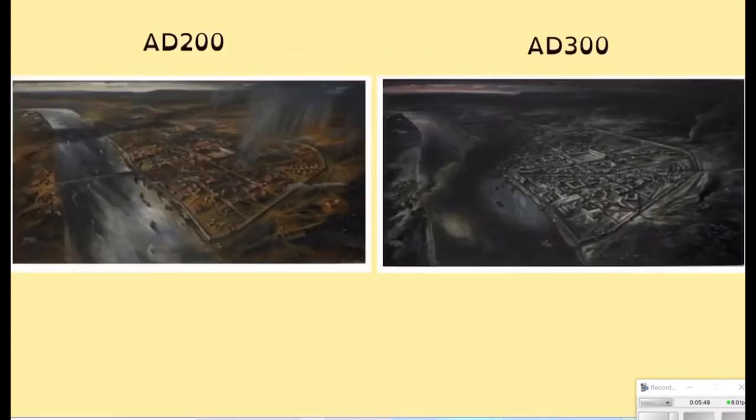So if you have a look at this picture here of AD 200, you can see that that wall has been built on the landward side of Londinium.